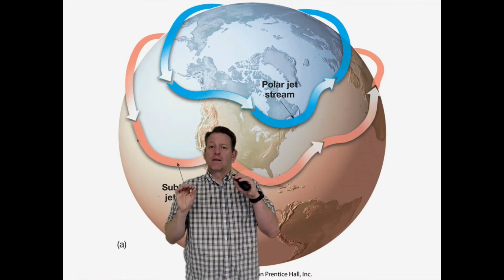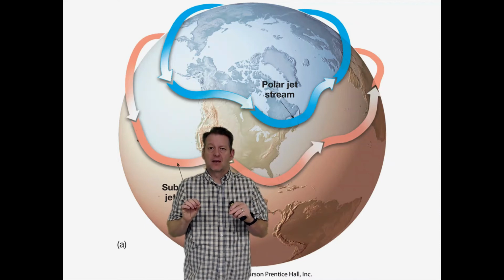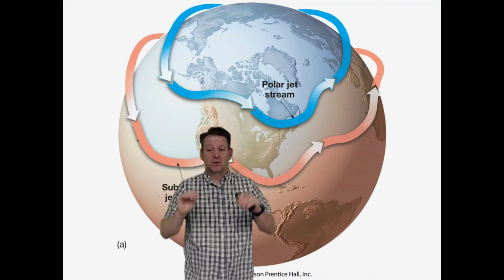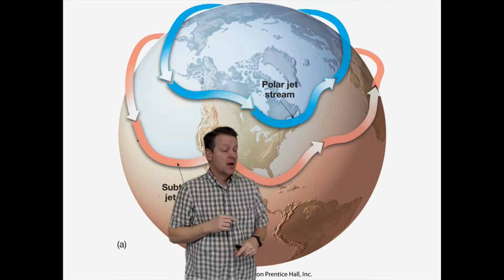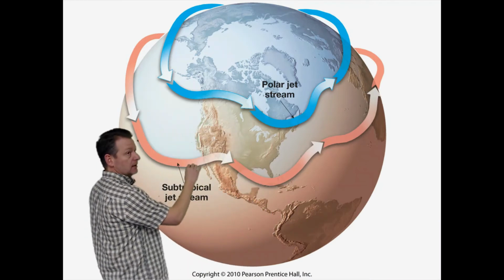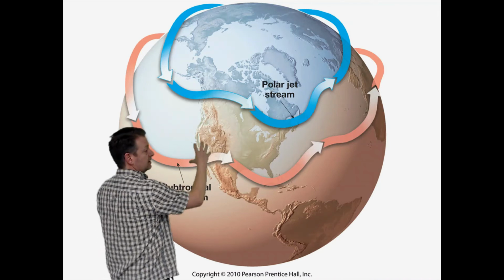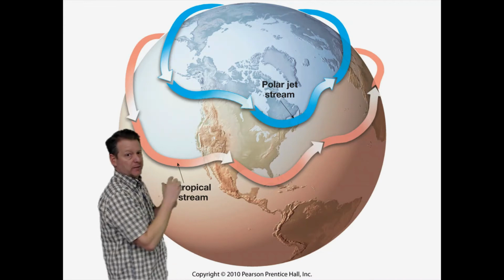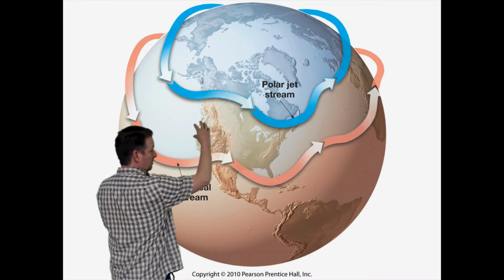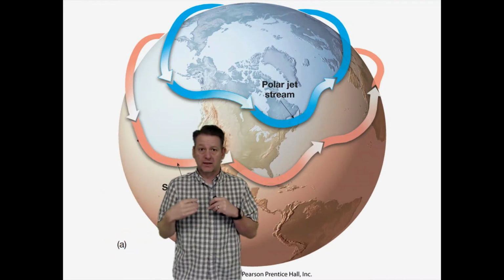Now, remember that the jet stream moves. The jet stream is going to move up and down because the cells do. Remember that animation I showed you where the Hadley cell migrates up and then it migrates back down? Well, guess what happens to these jet streams? They're going to migrate up and they're going to migrate down along with the seasons.